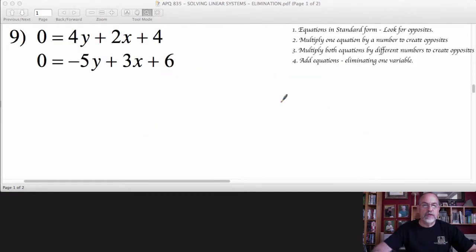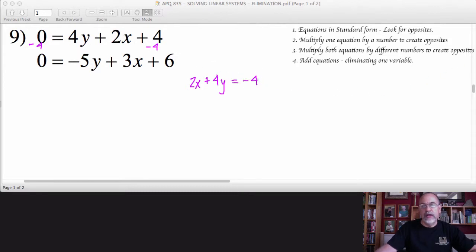One final example for elimination. Again, we want to follow our steps, so we look and ask, do we have equations in standard form? The first equation is not in standard form, and what we need to do is move this 4 to the other side, leaving me x and y on just this one side. So subtracting 4 from both sides and then writing it in order of standard form, I'm going to have the positive 2x first. I'm then going to have my positive 4y next.